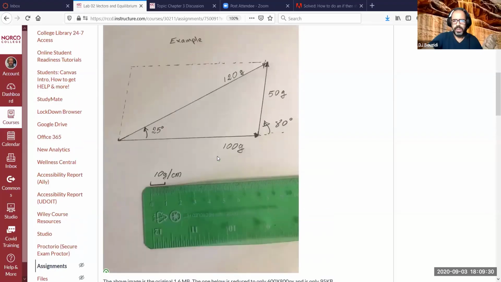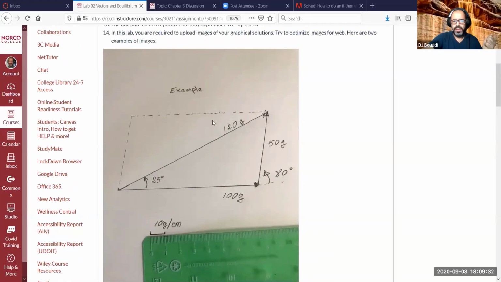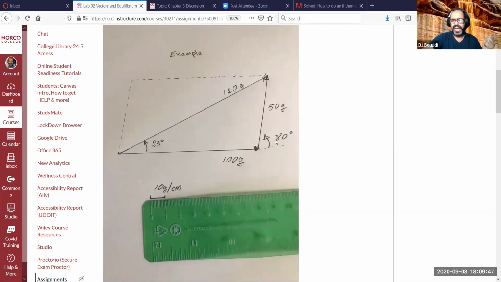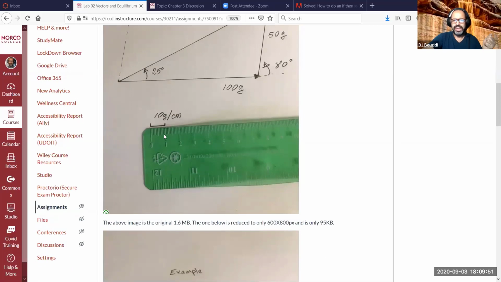Okay, this is the top picture. It says example. It gives you the angle in here that I measured with protractor to be 25 degrees. It gives you the length of this one. It says 120 grams. It gives you this one, which is 50 grams. It gives you this one, which is 100 grams. It gives you this angle also by protractor to being 80 degrees. And it gives you a scale in here, 10 grams per centimeter. Okay. Yeah, that's the intent. Thank you very much, Amanda.